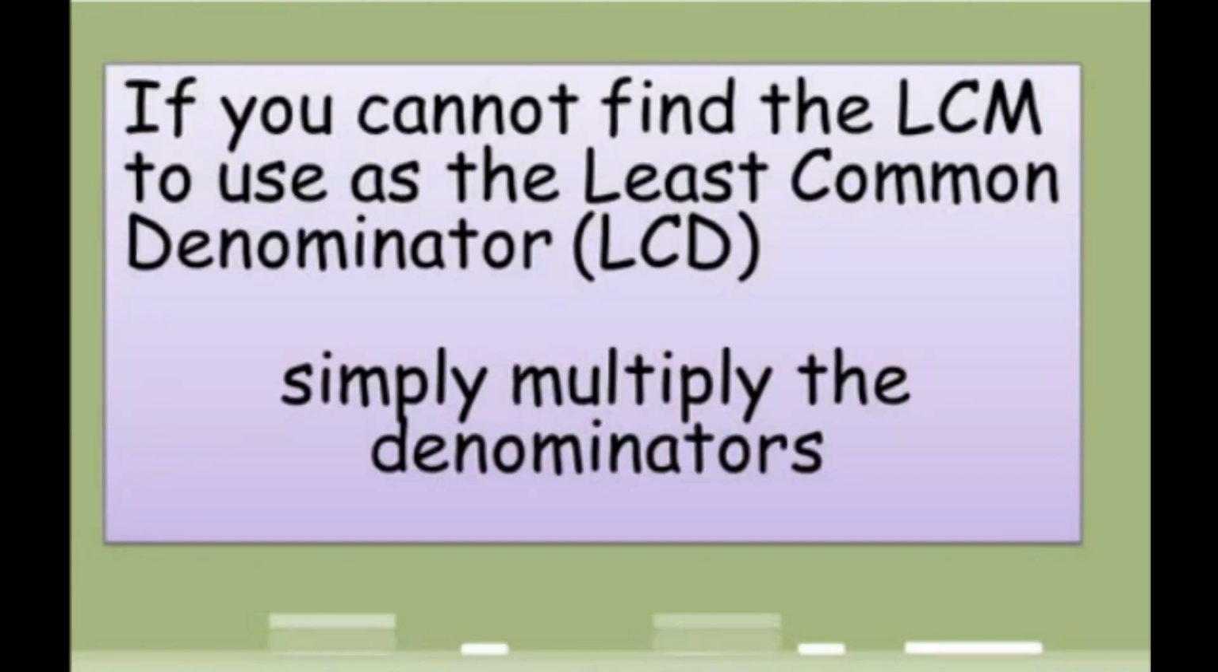If you cannot find the least common multiple to use as your least common denominator, do not worry. I'm going to tell you a secret. If you multiply the denominators by each other, you will create a new common denominator. It may be a lot larger and you may have to reduce more at the end, but it will still work. It's okay. So don't panic. If you can't find the LCM, just multiply the denominators by each other and you will have a new common denominator.